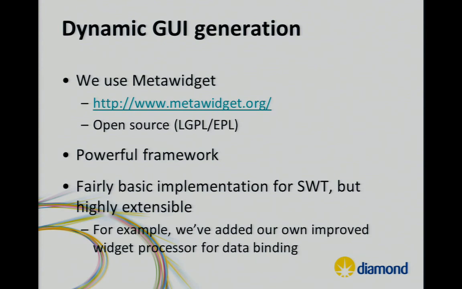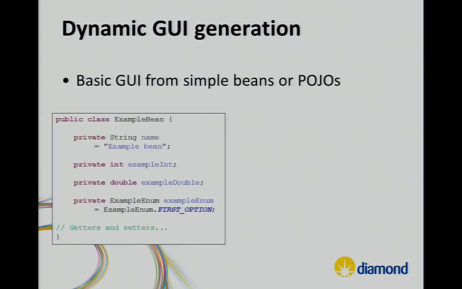So we've investigated a few options and decided to use an open source framework called MetaWidget. It's quite a powerful framework with a nice extensible architecture. It's focused on all sorts of GUI backends, so there's quite a lot of effort gone into their AngularJS and that kind of thing. They've got a fairly basic implementation for SWT, but it is highly extensible. So we've actually added our own improved widget processor, which adds data binding for us.